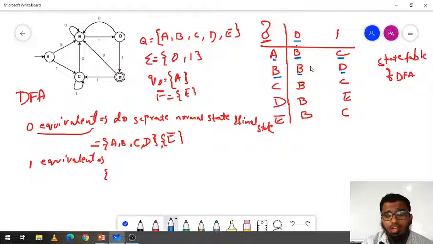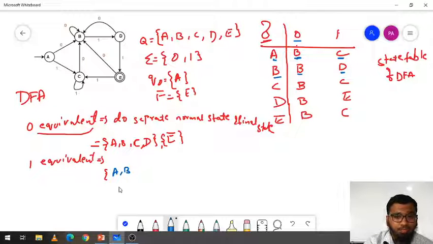And with that we need to check whatever the state is, including to check the equivalent of A and B, that should be in the same set. Let's see, A on 0 is going to B, B on 0 is going to B. This is in the same set. C and D, check the C and D, C and D is also in the same set. That means A comma B is A equivalent.